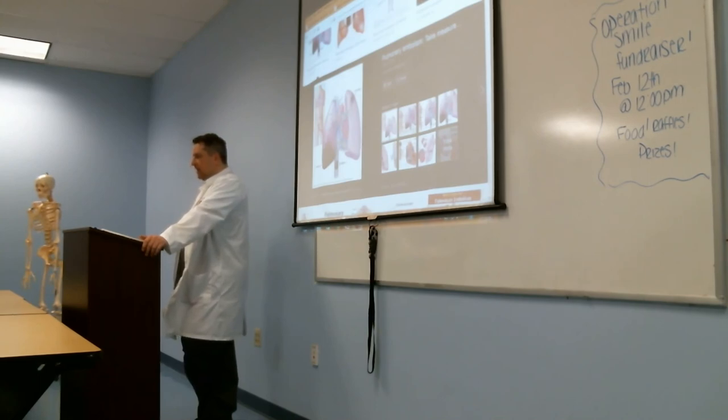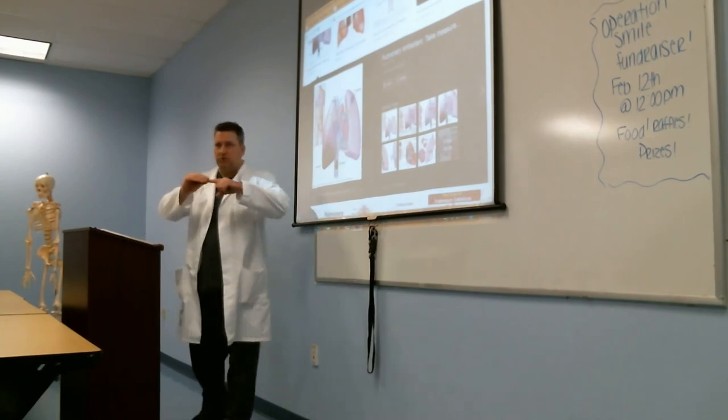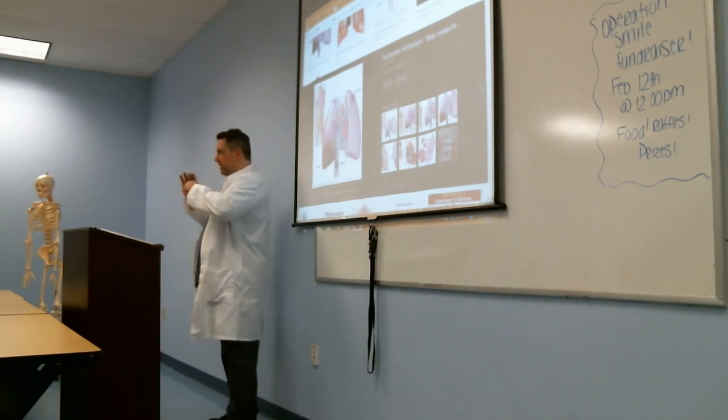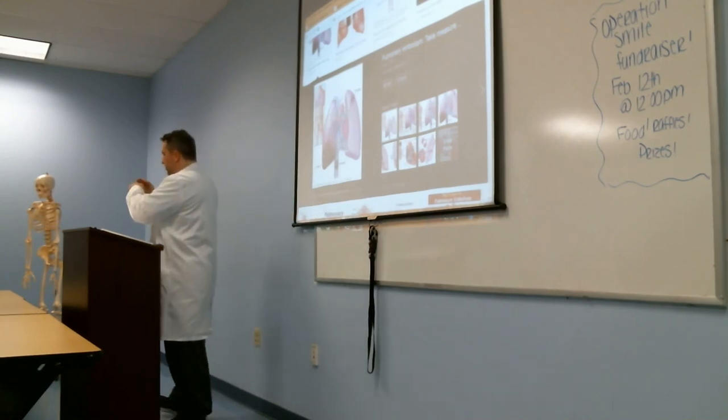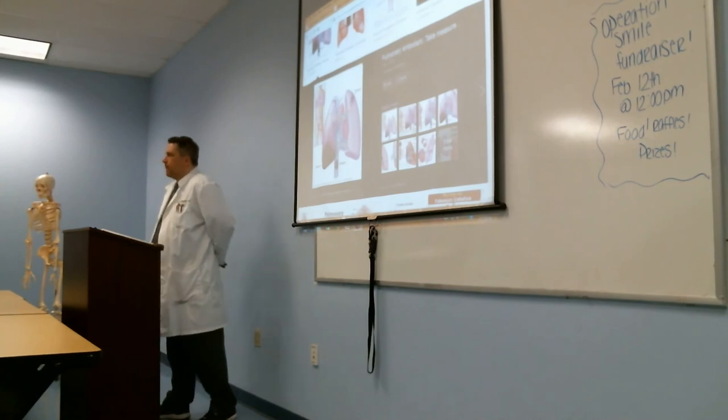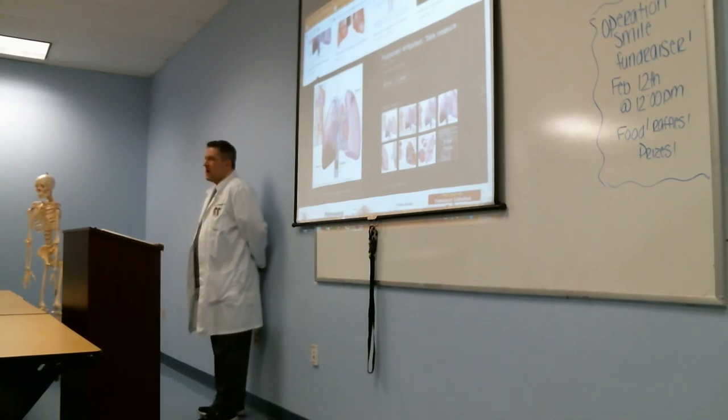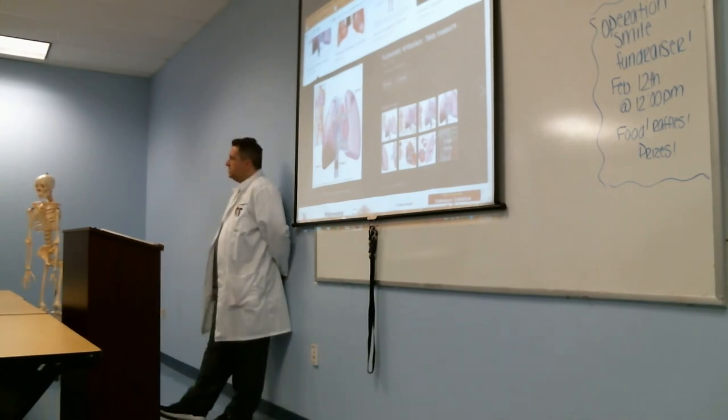ABGs, arterial blood gas. We're going to take blood from an artery rather than a vein to get a good representation of what the oxygen and carbon dioxide look like in the blood. Pulse oximetry, that's that little clip they put on your finger to measure the amount of oxygen molecules found in hemoglobin in your blood. It comes off as a percent.